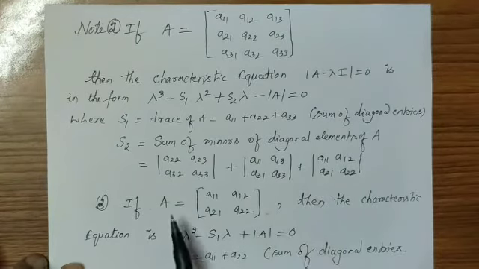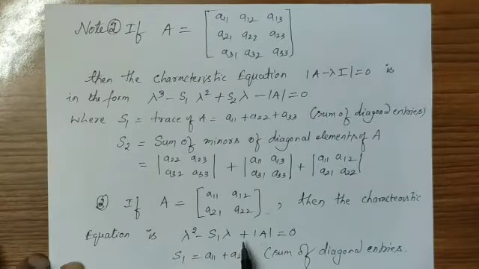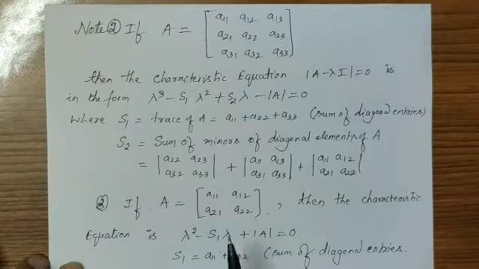Similarly, if your matrix is a 2 by 2 matrix, then we have the formula lambda square minus S1 lambda plus determinant of A, where S1 is the sum of these two values, A11 plus A22.